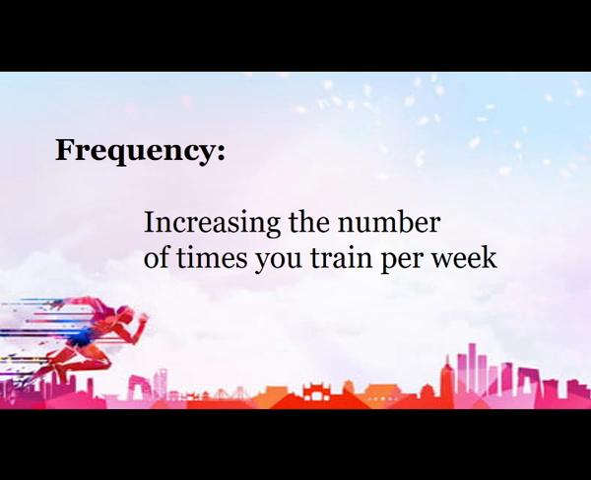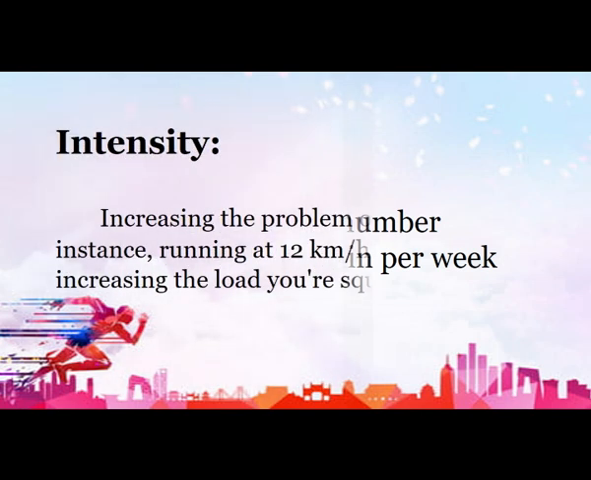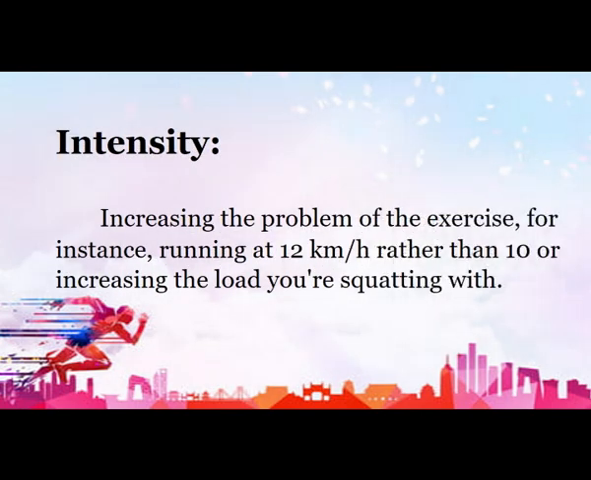F for frequency. Frequency, increasing the number of times you train per week. I for intensity. Intensity, increasing the difficulty of the exercise, for instance, running at 12 km per hour rather than 10, or increasing the load you're squatting with.